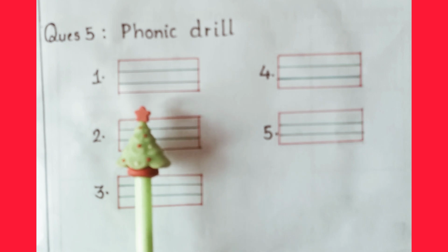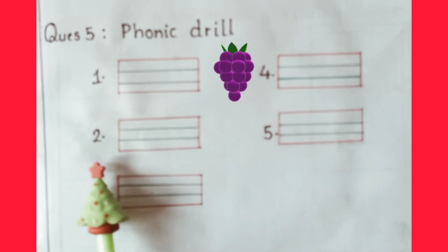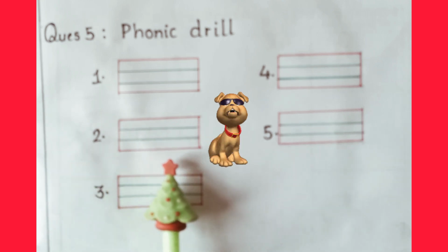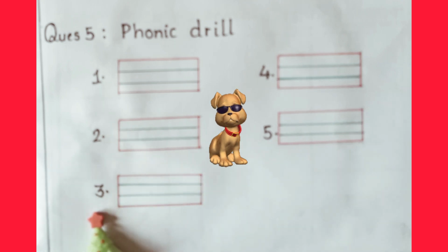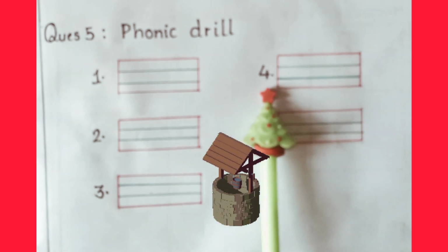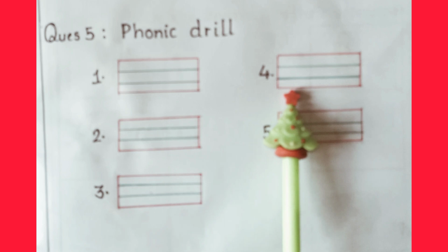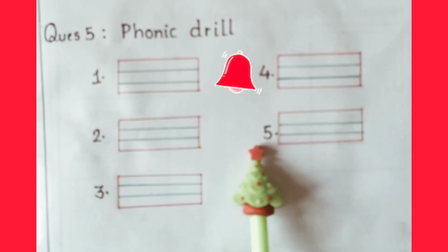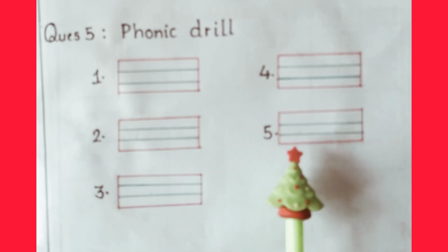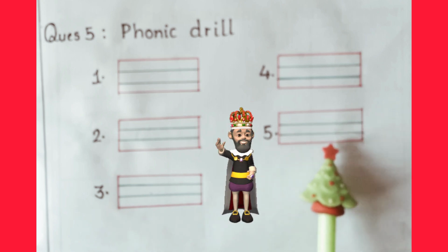G as in grapes. Number 2 is D. D as in dog. Number 3 is W. W as in well. Number 4 is B. B as in bell. Number 5 is K. K as in king.